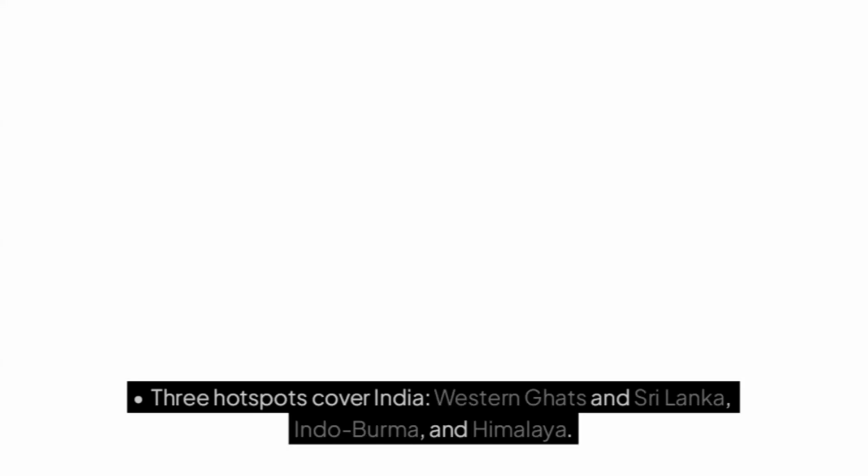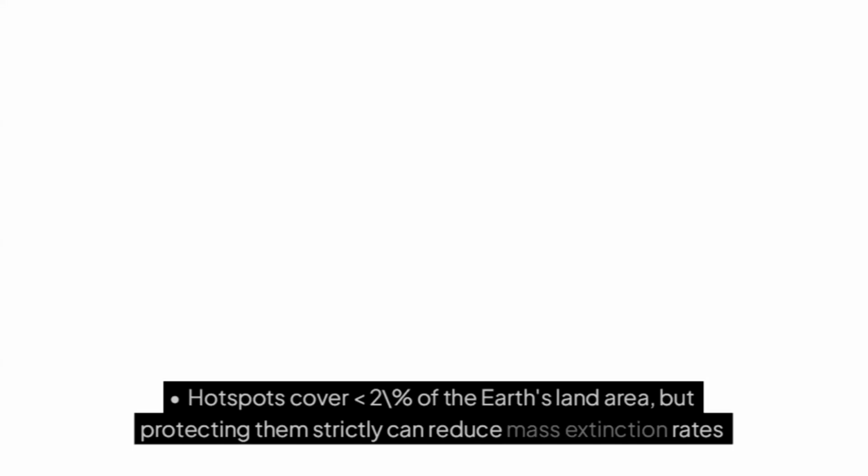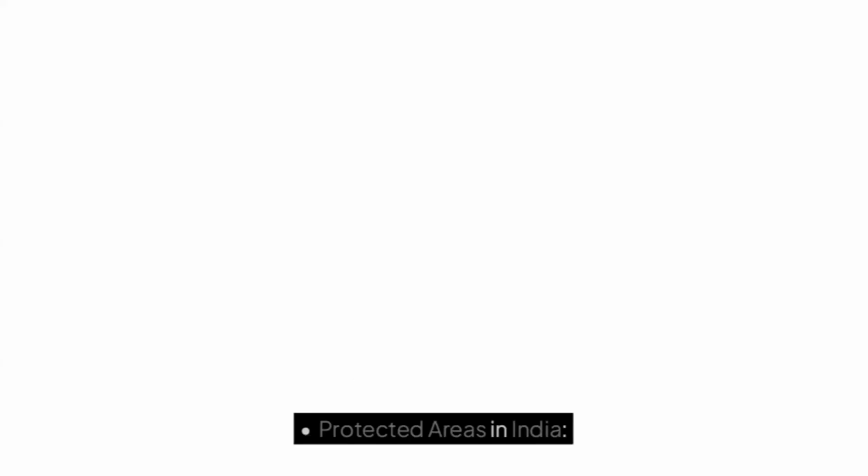Hotspots cover less than 2% of the Earth's land area, but protecting them strictly can reduce mass extinction rates by nearly 30%. Protected areas in India: 14 biosphere reserves, 90 national parks, 448 wildlife sanctuaries, sacred groves. Forest tracts set aside where all wild plants and animals are venerated and protected due to cultural, religious traditions.